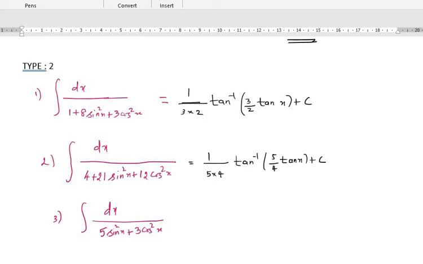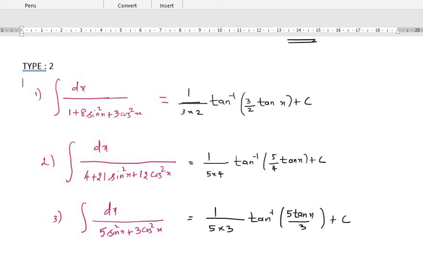Again the next question. See. For the next question, what will be the answer? That is equal to 1 by 5 into 3, tan inverse of 5 tan x by 3 plus c. This may be very easy for you. 5 and 3 is there. Only if I have a constant term, we have a little doubt about what I have done here.